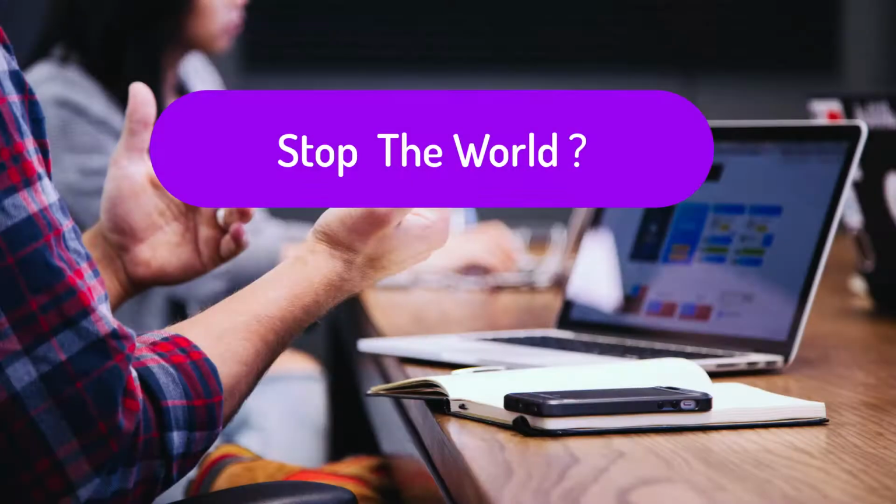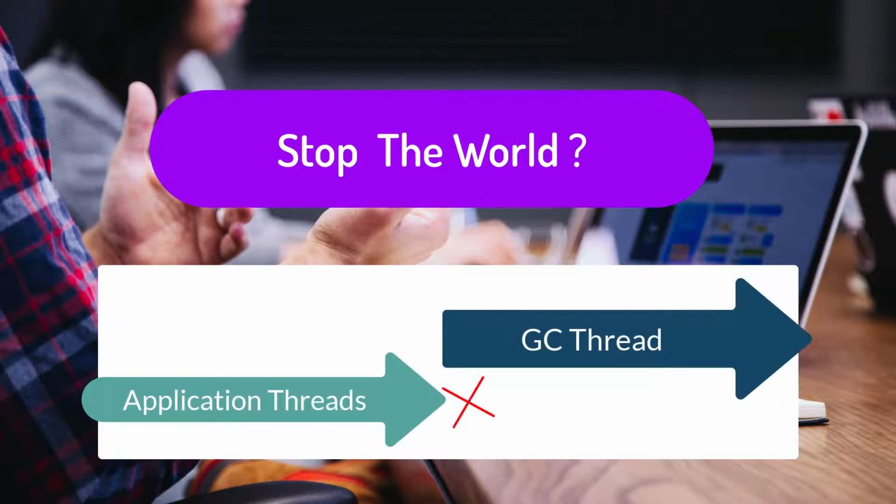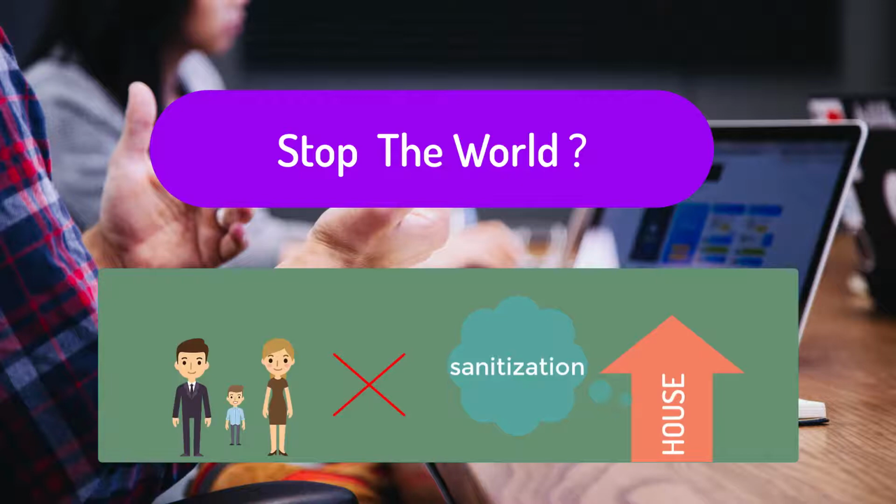So what is the meaning of the term stop the world? It means when the garbage collector thread is running, other threads are stopped, meaning the application is stopped for a moment. For example, if you are sanitizing your whole house, then you are not allowed in until the sanitization is done. So this sometimes causes unwanted freezes. That's why garbage collection tuning and JVM optimization is required to avoid these freezes, and that's why we are learning these concepts.